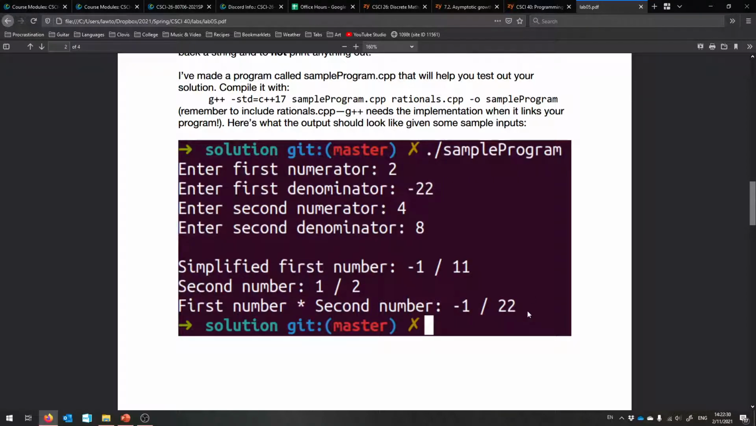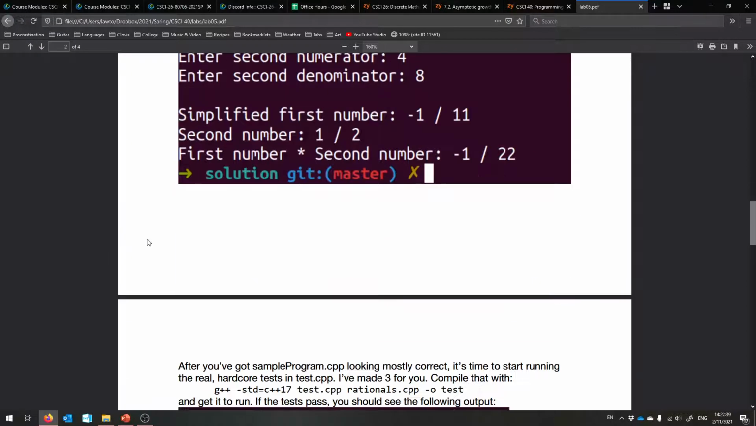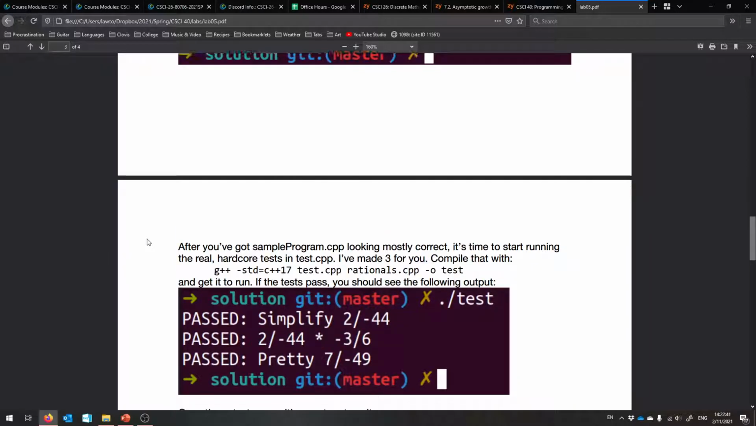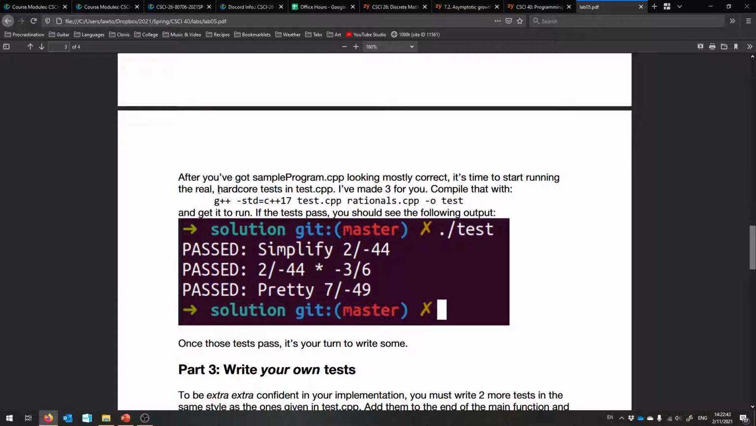Okay, hopefully that is making sense to you, and that is what your program should look like when you run it with those inputs. And definitely try it for others, of course, because I'm going to test you on more than that. Okay, so after you've done all of that, I have made tests. We talked about tests. Those are going to be the real ones that I'm testing you on. That's where your grade's coming from, these tests in test.cpp.